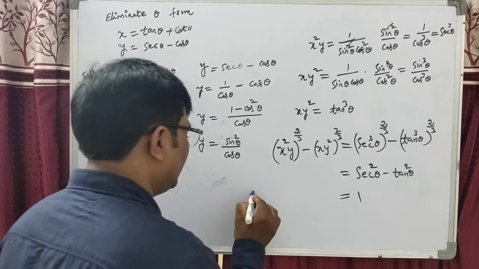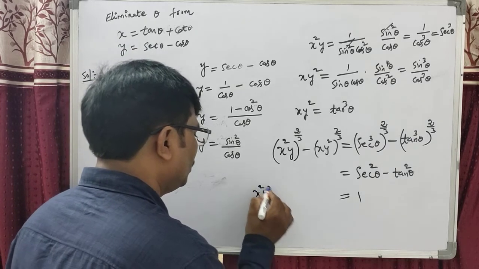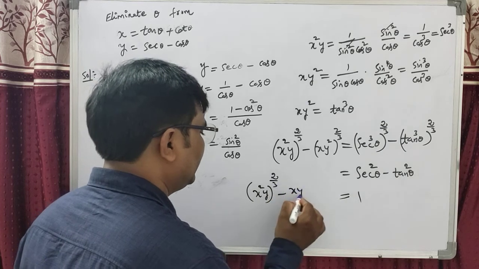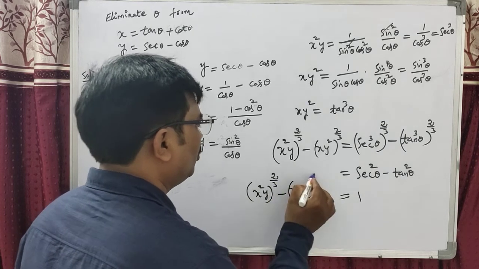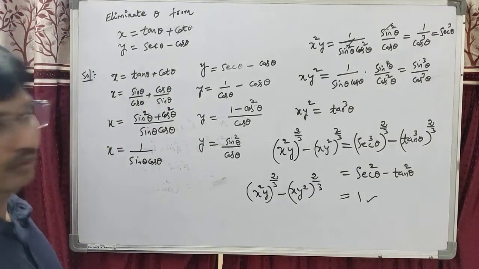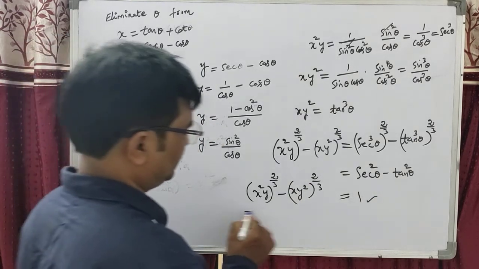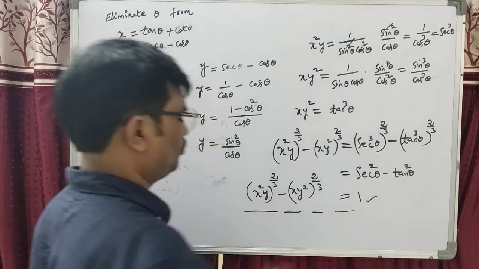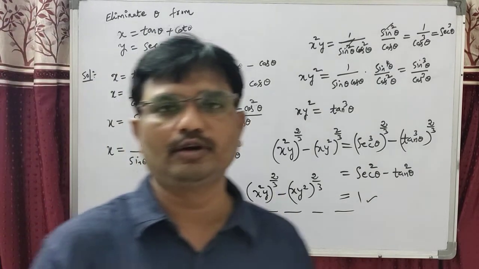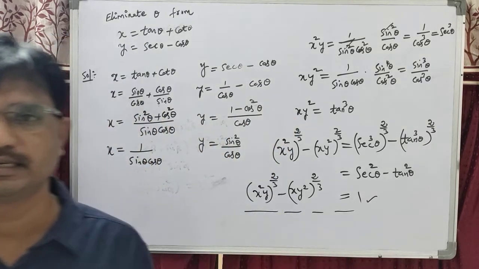This is, students, x square y whole power 2 by 3 minus xy square whole power 2 by 3 equals 1. Okay students, this is the answer: x square y whole power 2 by 3 minus xy square whole power 2 by 3 equals 1. Okay students.